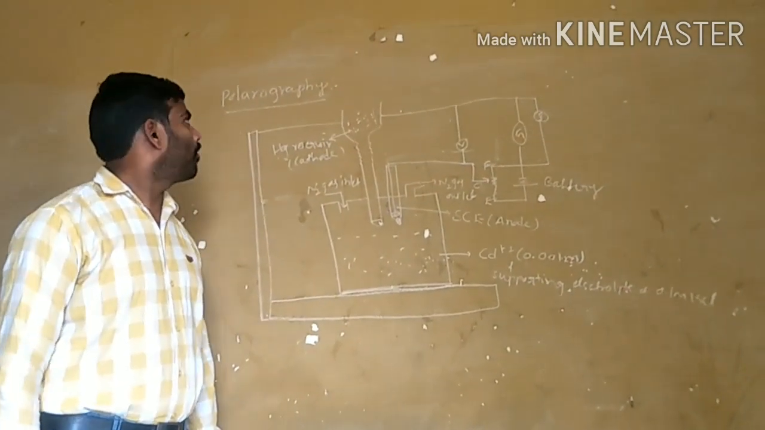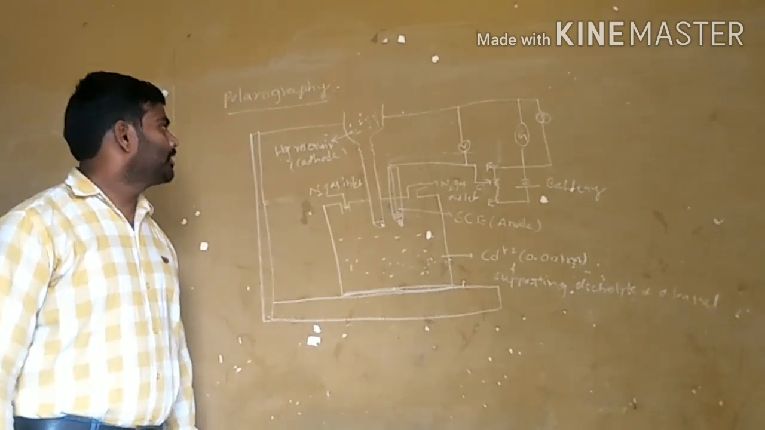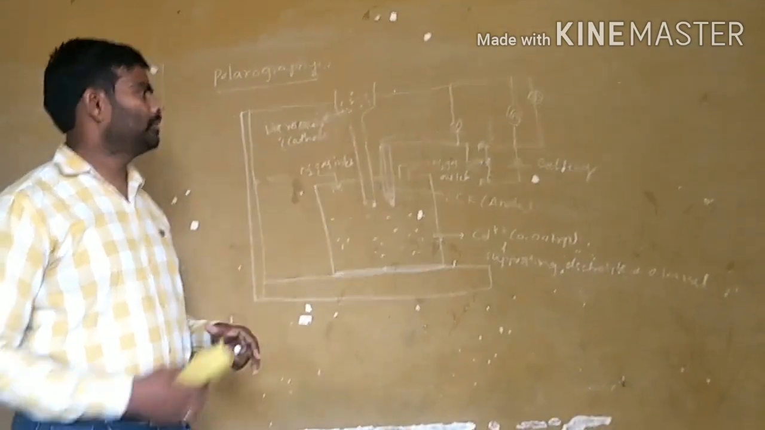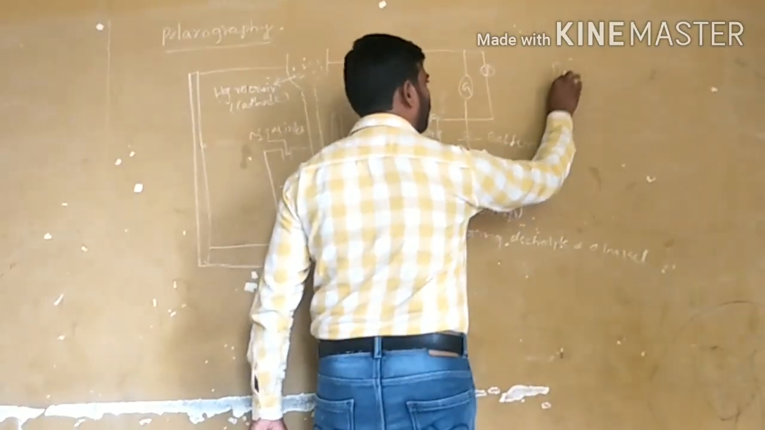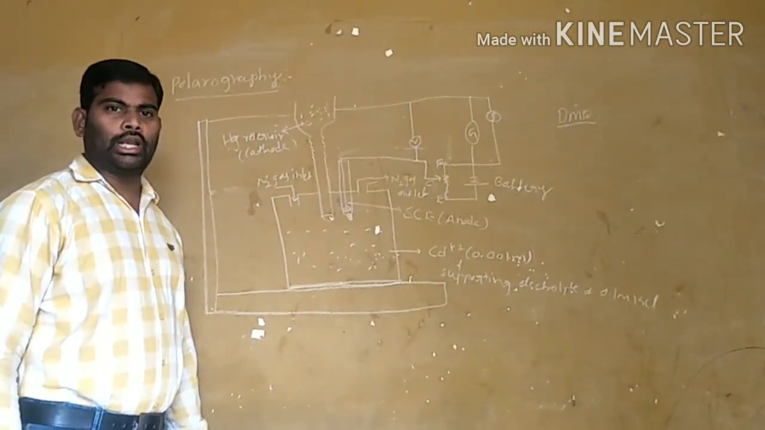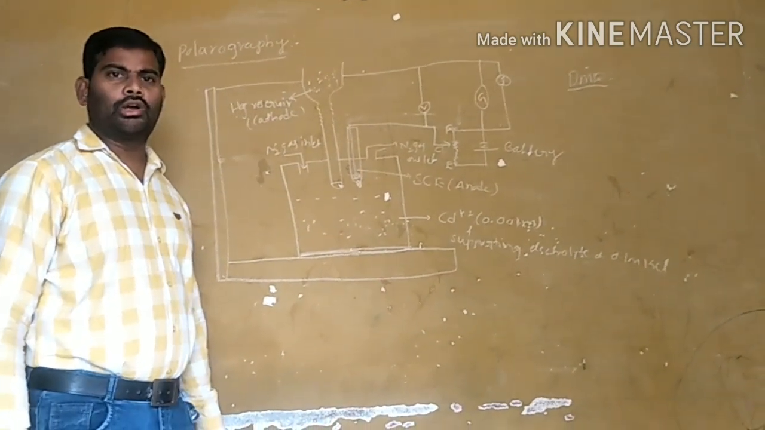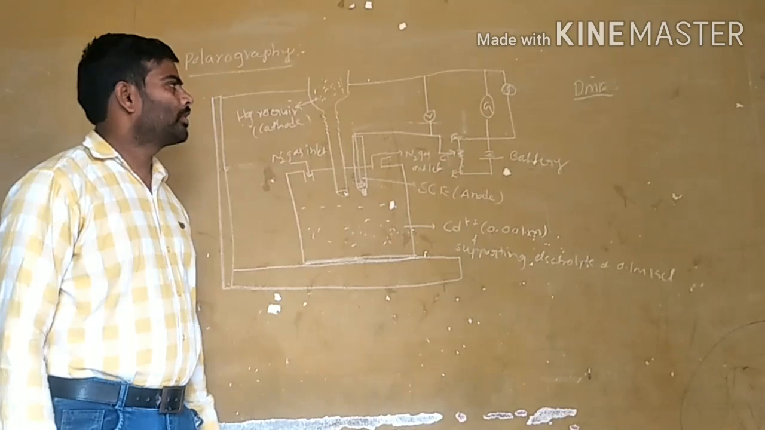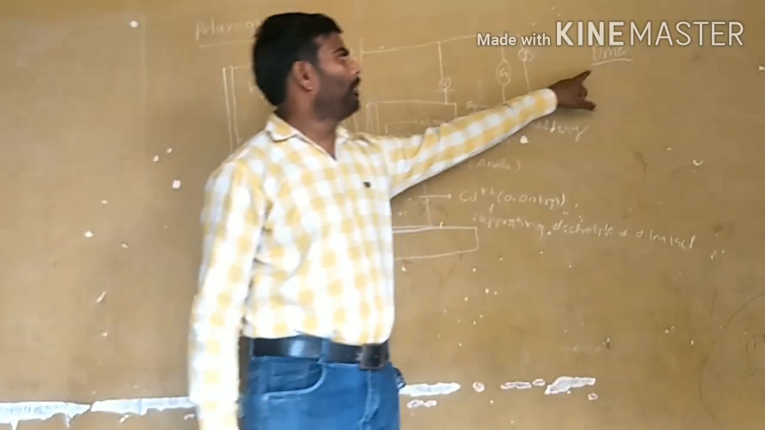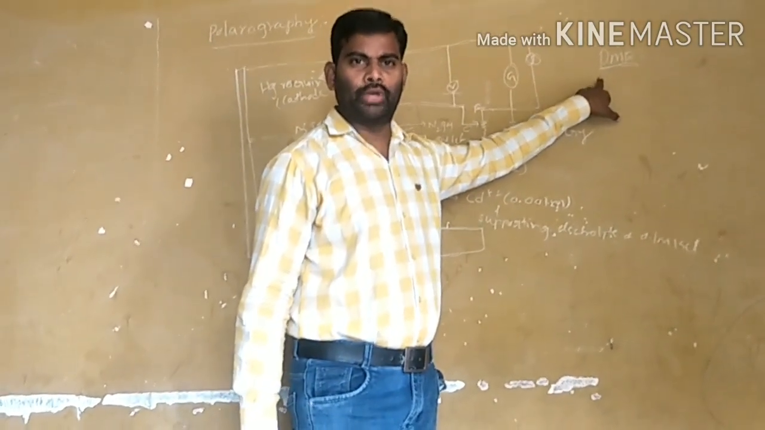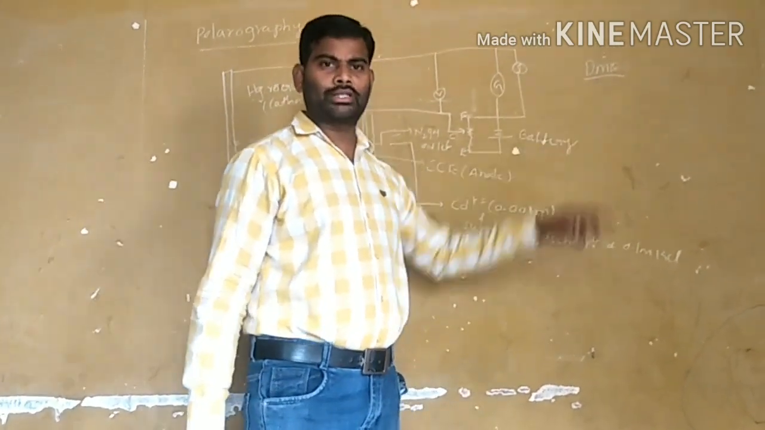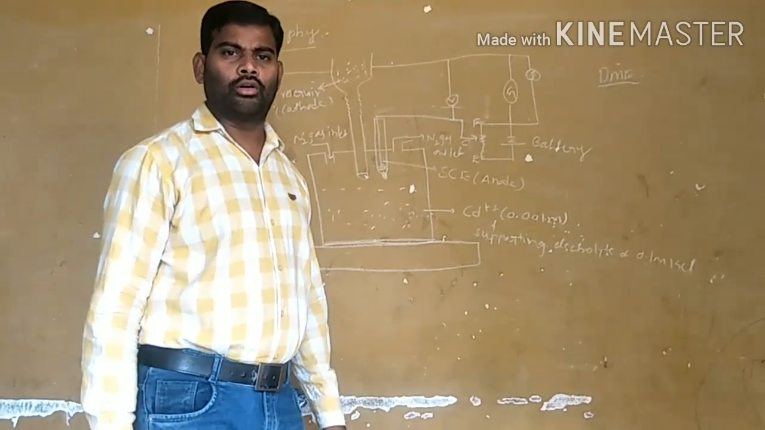This is the experimental setup of polarography, and it consists of a dropping mercury electrode. This dropping mercury electrode is the important setup of polarography. The dropping mercury electrode, DME, acts as a cathode, and it also works as an indicator electrode or working electrode.